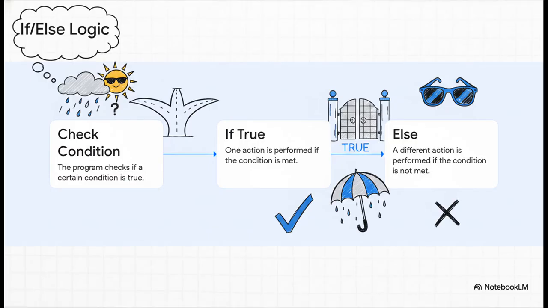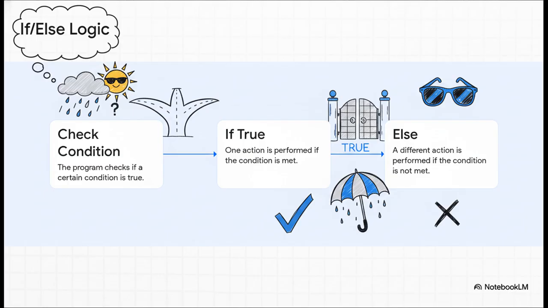Without control flow, our code would just be a dumb list of commands executed one after another with no intelligence at all. And the most basic kind of decision-making you can have is the if-else statement. It's literally just a fork in the road. The code asks a question: is this condition true? So if it's raining outside, then do action A, grab an umbrella. Else, if it's not raining, do action B, grab some sunglasses. It's so simple, but it's the foundation of all logic and programming.